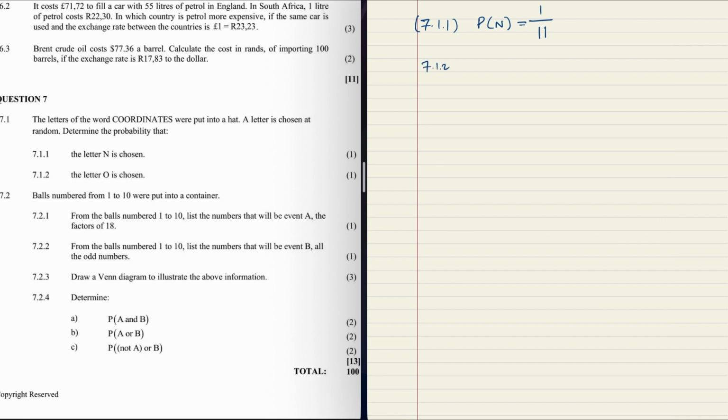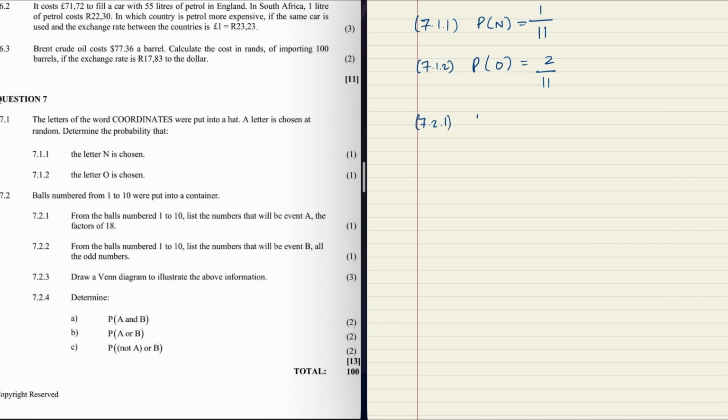Question 7.1.2. The letter O is chosen. So there are 2 O's out of 11. So the probability of choosing an O is going to be 2 out of 11. Question 7.2. Balls numbered from 1 to 10 were put into a container. From the balls numbered 1 to 10, list the numbers that will be event A, the factors of 18.